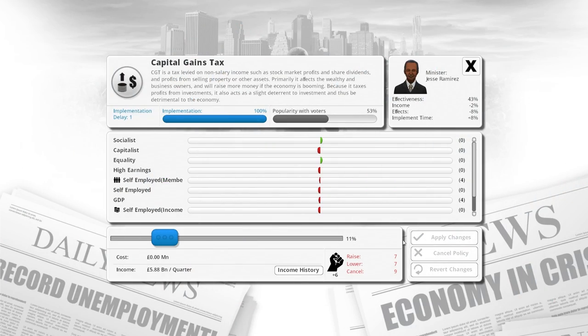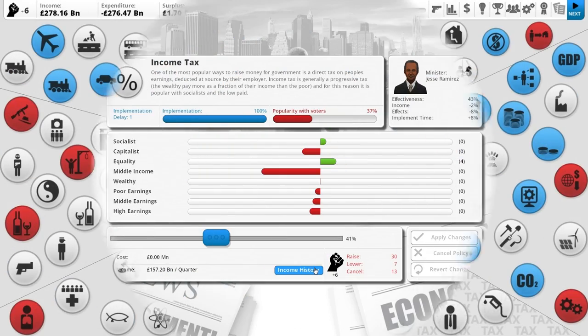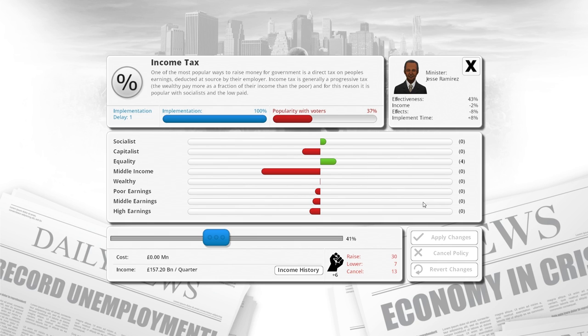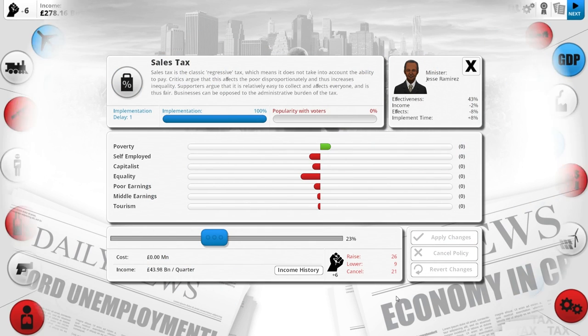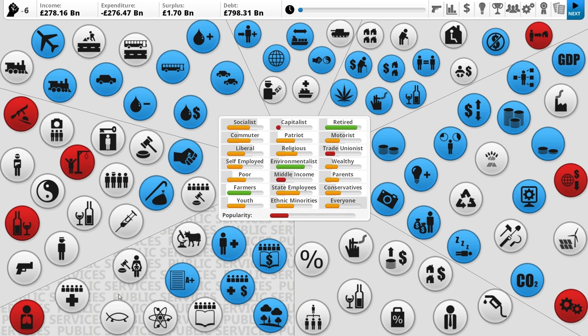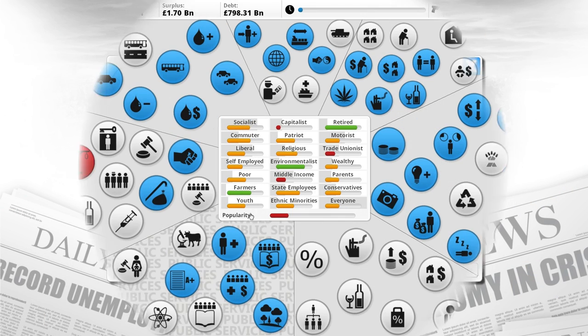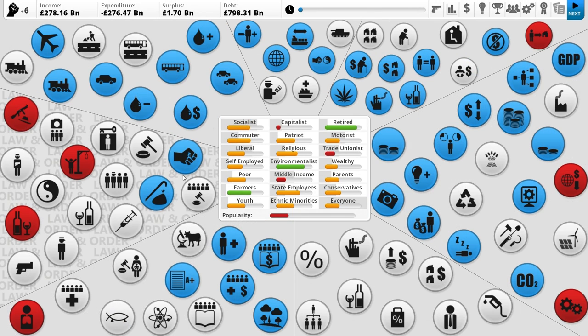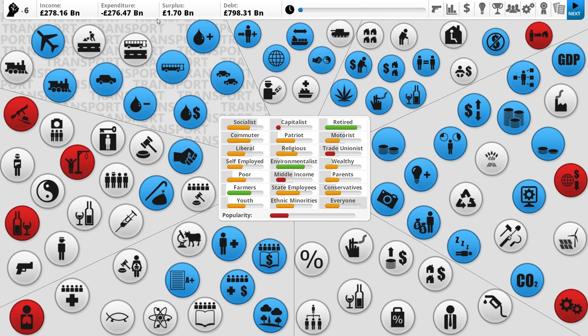We might be able to lower a tax. What's income tax at? 41, that's kind of high. Now most of these take 7 political capital to change, if not 9. Okay, we're going to have to do that for the first quarter and see how that plays out. So currently we're earning 1.7 billion, which is good, but hopefully that doesn't drop too much. And we'll see how things go in the next quarter.